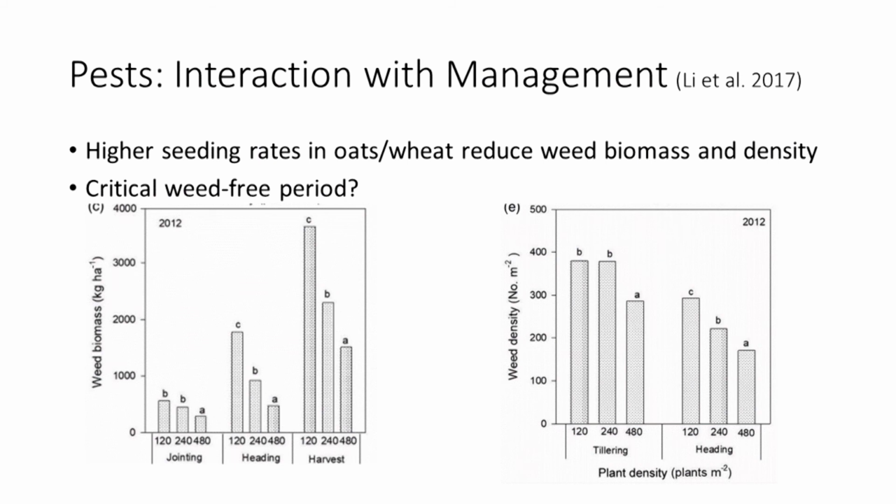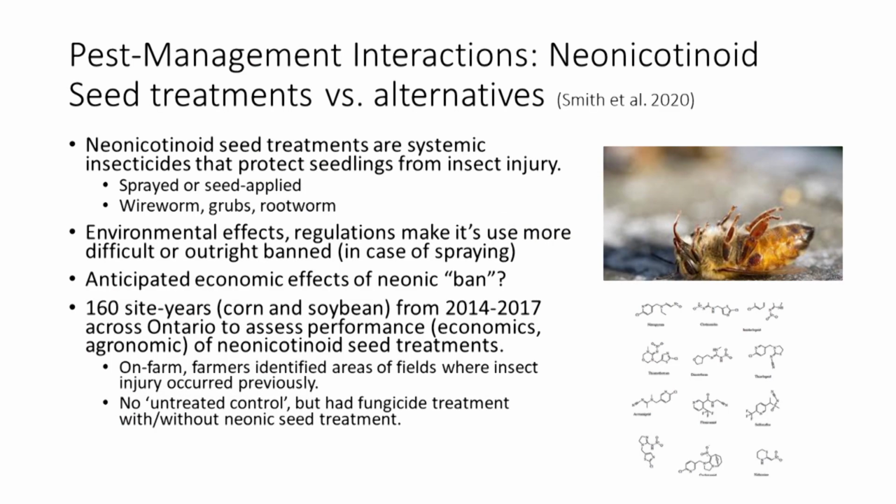And you can see here weed biomass at jointing. There was a significant, but maybe not biologically relevant, decrease in weed biomass at that very high seeding rate. So I'm not sure how much of an effect this had on yields, but it's certainly true that higher seeding rates can reduce weed competitive ability. The next pest by management interaction we'll talk about is the effect of neonicotinoid seed treatments on economic and agronomic performance of corn and soybeans that are treated with neonics.